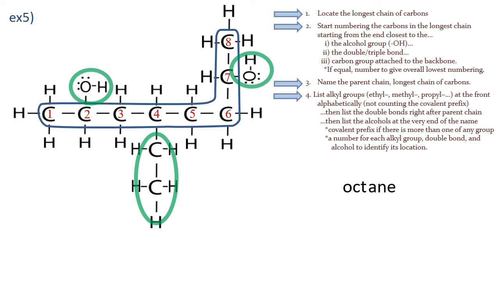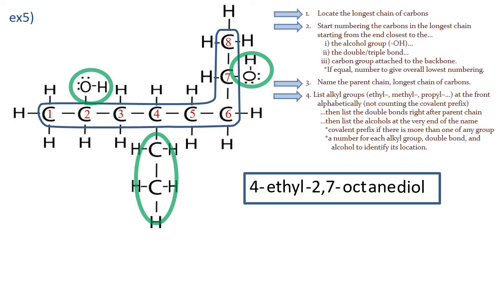Now I need to list my groups. I start with my alkyl groups. I have an ethyl group, so that goes in front, and that ethyl is located on the 4th carbon. I also have 2 alcohols, so that's called diol, and that goes at the very end. And the alcohols are located on the 2nd and 7th carbon. So I will have to add in front of octane diol 2, 7. So this molecule is then called 4-ethyl 2,7-octane diol.